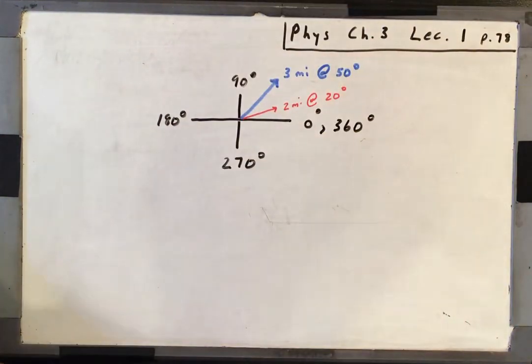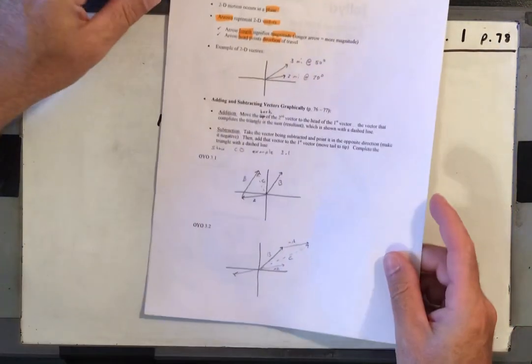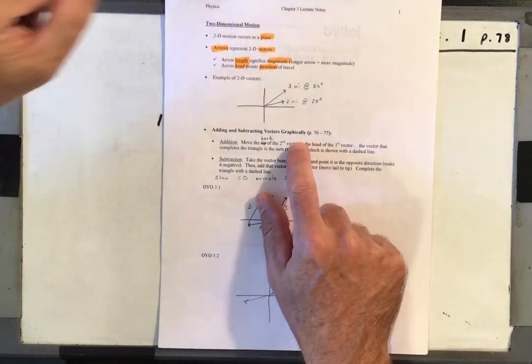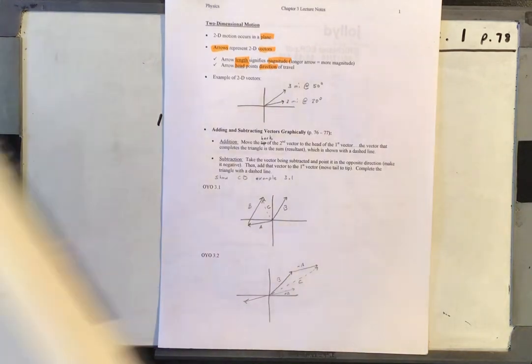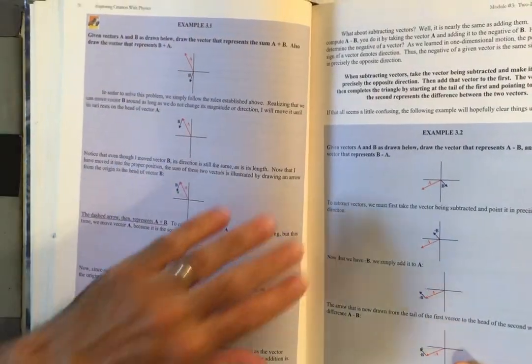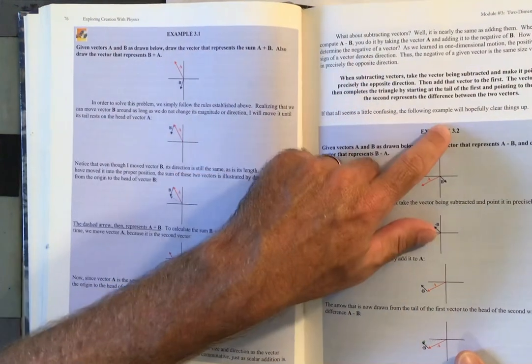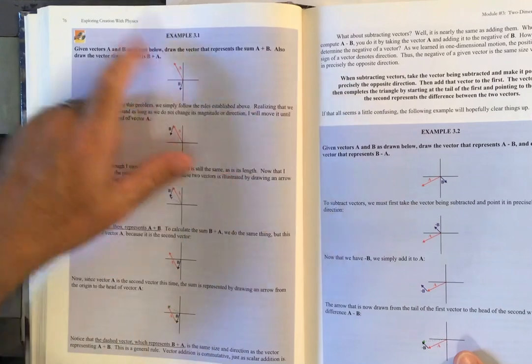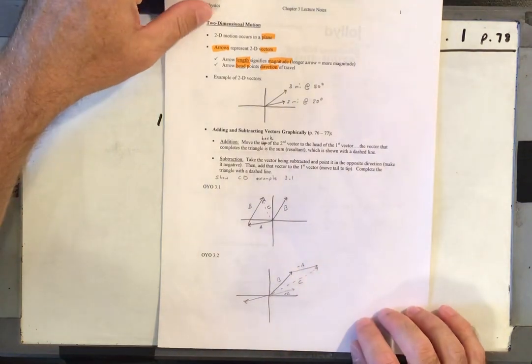Okay, so the first thing that we're going to do with vectors before we really get into the math is add and subtract vectors graphically. Now, if you're not happy with the explanation that I'm going to give you on how to do this after you watch the video, the book has a fantastically detailed explanation in blue example problems 3.1 and also 3.2. That's on pages 76 and 77. So make sure you read through those, but you might get it just from my explanation here.